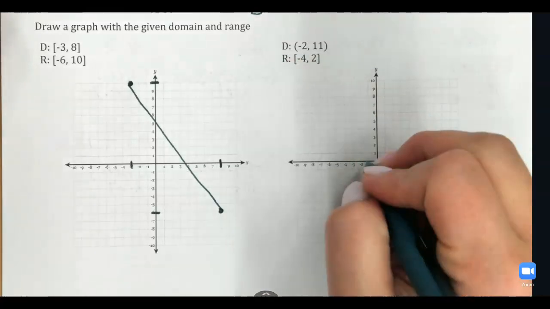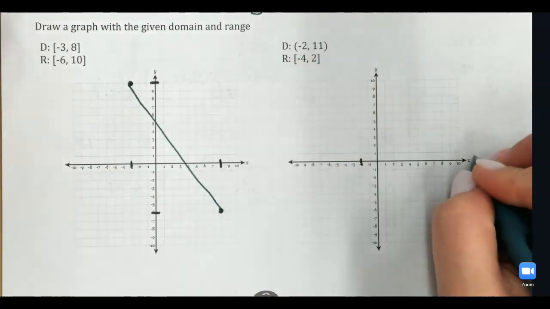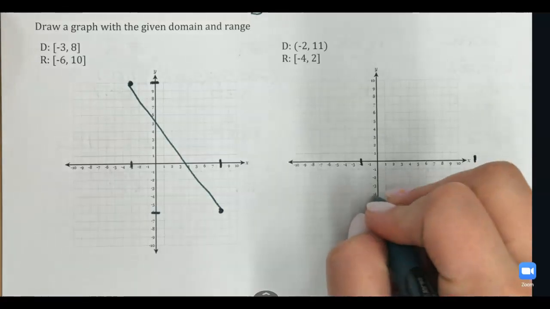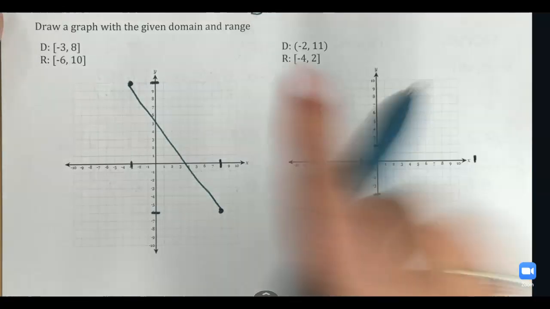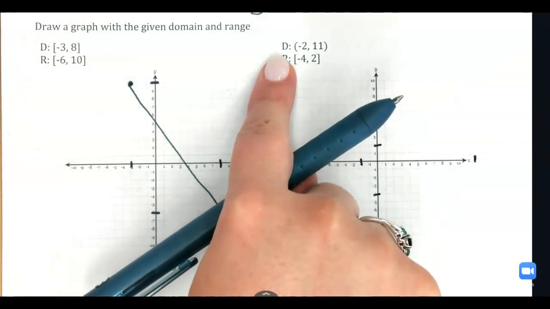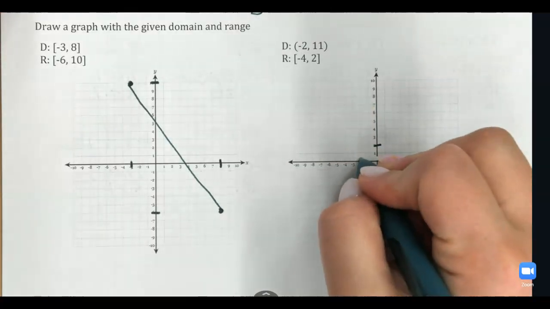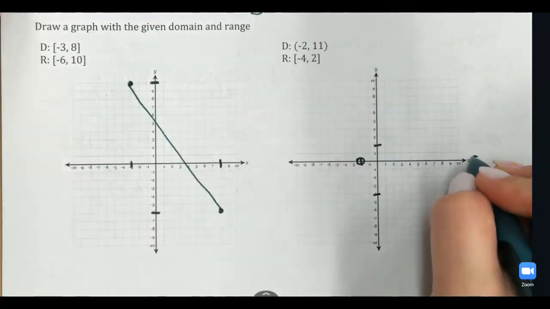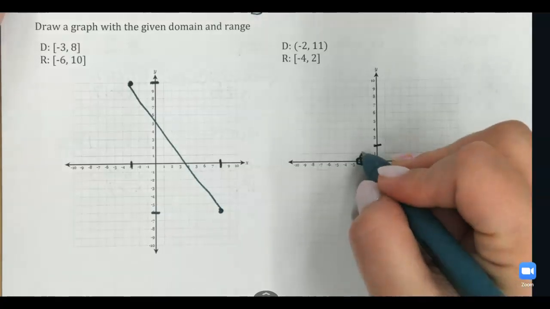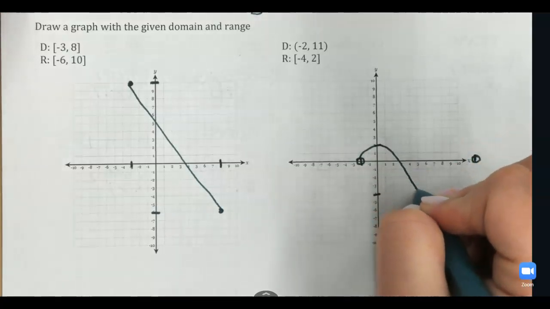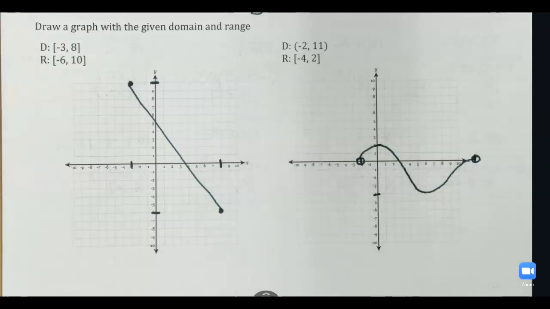Again, my domain boundary is -2 to +11, and my range is -4 to +2. Now the domain restrictions both have parentheses, which would indicate an open circle. And I just have to make sure I get all of my y values. Again, multiple possibilities here. You just have to make sure that all values are accounted for.